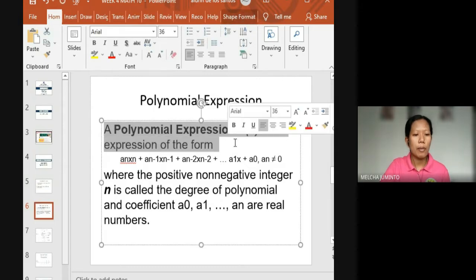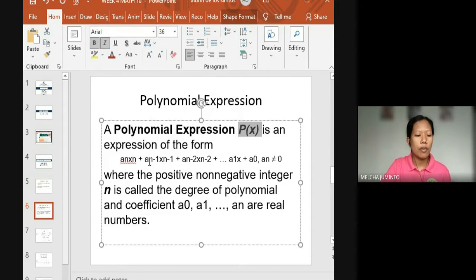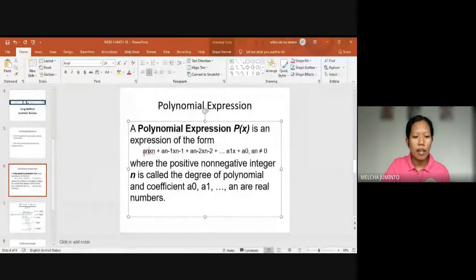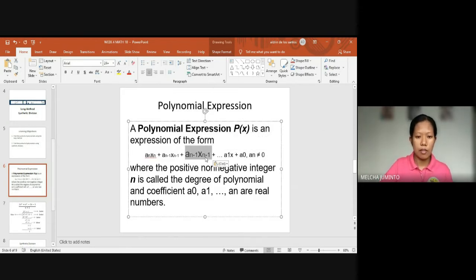A polynomial expression, represented by the symbol p of x, is an expression of the form a of n, and should be a lowercase, times x of n, plus a of n minus 1, where n minus 1 is a subscript of the second a, and then times x of n minus 1, plus, so the value has a decreasing subscript, which shows the form of a polynomial expression.